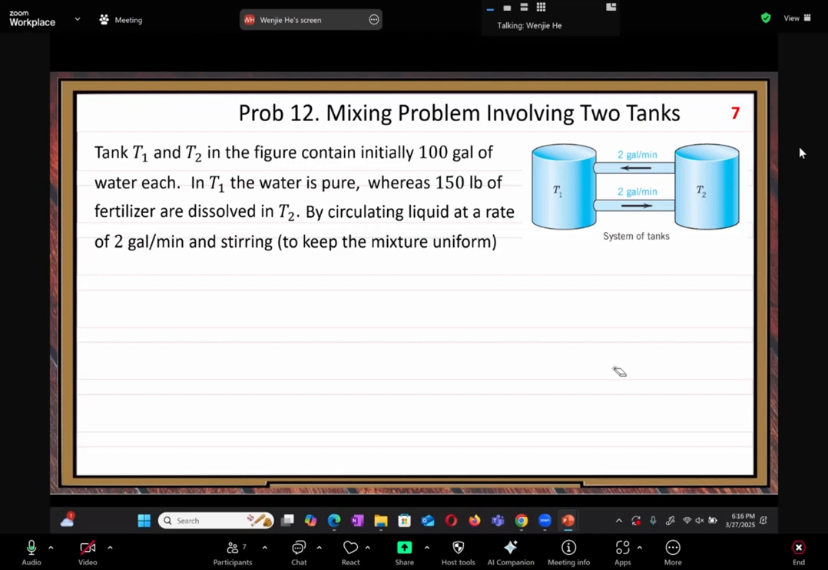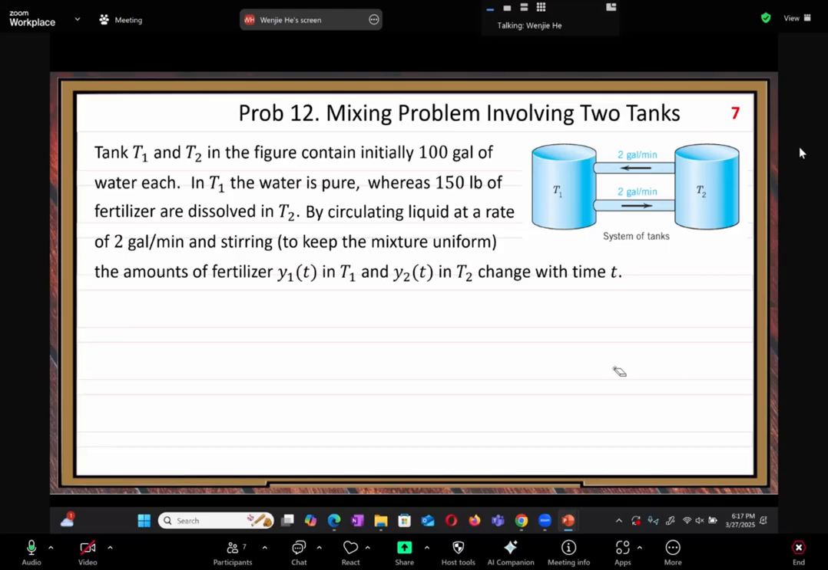So here you can see the figure, the flow direction, from left to right, right to left, circulating in that way. And the stirring here, we mean in each tank, we do that stirring to make the mixture uniform. But the concentration in two different tanks should be different.